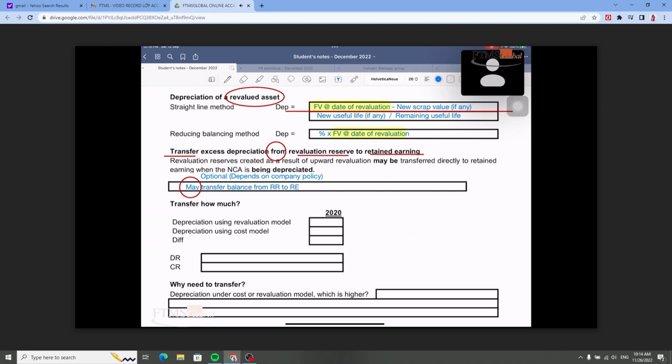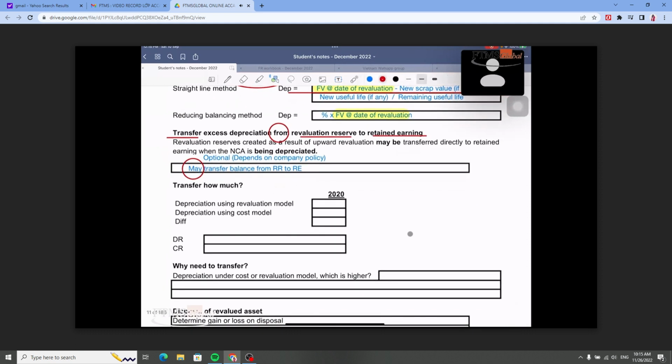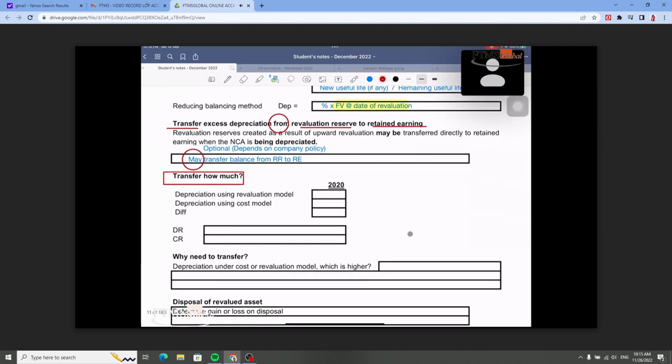So there are two parts to it. First thing is transfer how much, right? Then, of course, some will ask why I need to transfer. So let me solve the first part first. Let me do how much you need to transfer. Then later I will explain to you why you need to transfer.